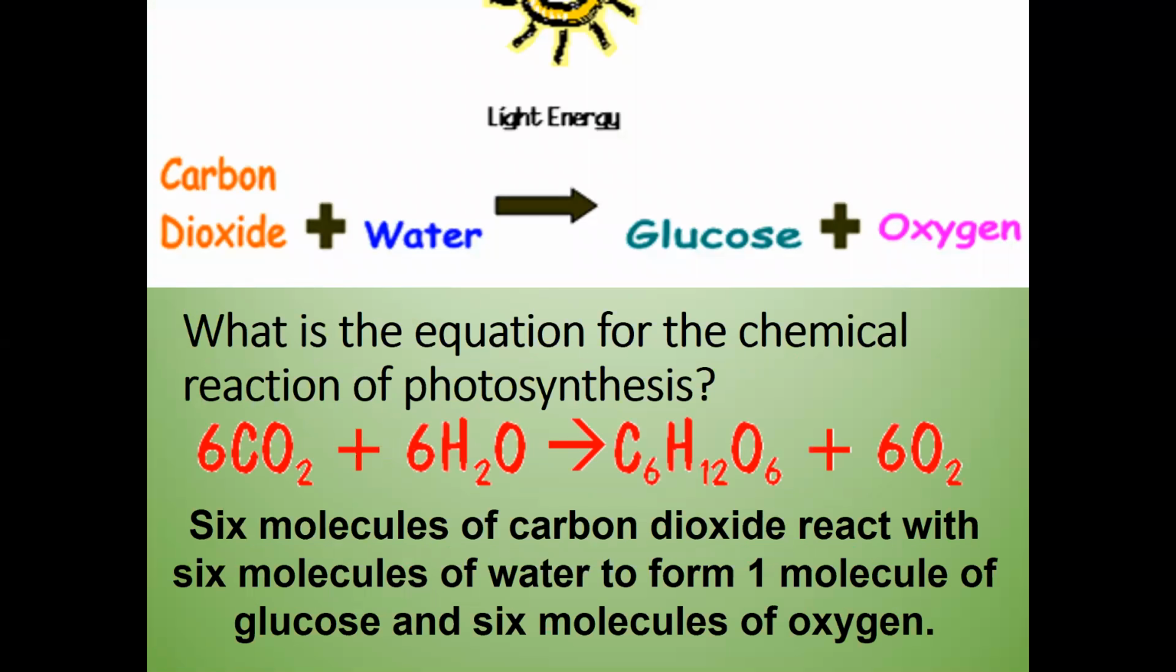Here's the photosynthetic equation. The top is the unbalanced version, and then underneath is the balanced version. 6 carbon dioxides and 6 waters, along with the sun's energy, produce 1 molecule of glucose and 6 oxygen molecules.